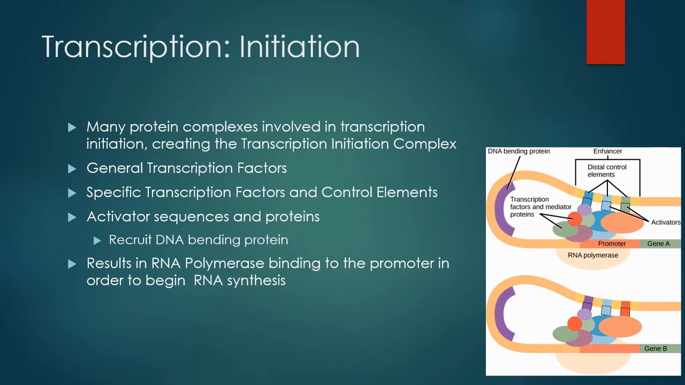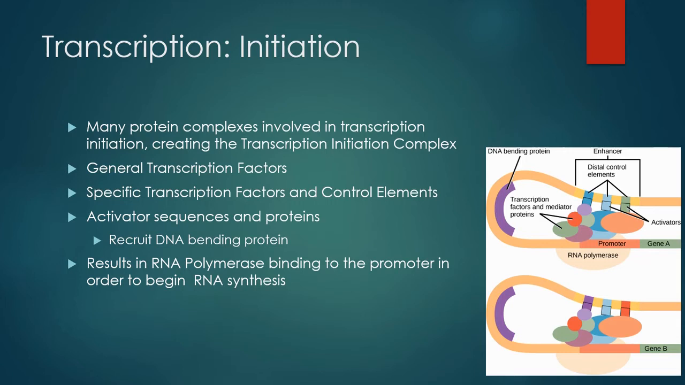So there are 3 steps to transcription, and the first is initiation. This involves many proteins, which form protein complexes involved in initiation, eventually creating the transcription initiation complex. A general class of transcription factors are the general transcription factors, and these are necessary for transcription to occur. However, with only these factors and RNA polymerase, the rate of transcription is really low.